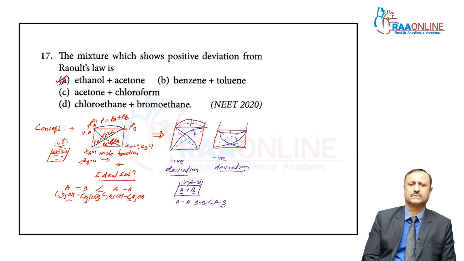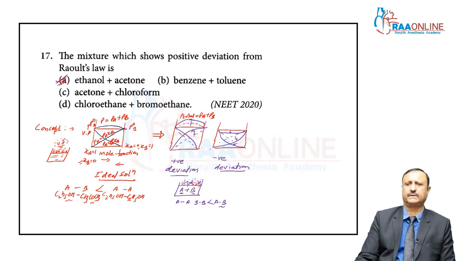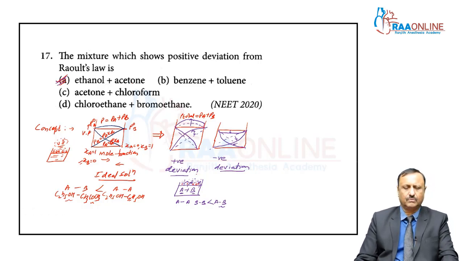So these molecules easily go into the vapor form and increase the vapor pressure. So vapor pressure increases means total pressure increases, P total also increases, and vapor pressure also increases. So my dear students, the answer is ethanol plus acetone, and this question was asked in NEET 2020.